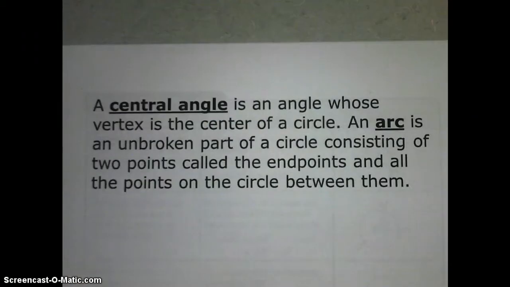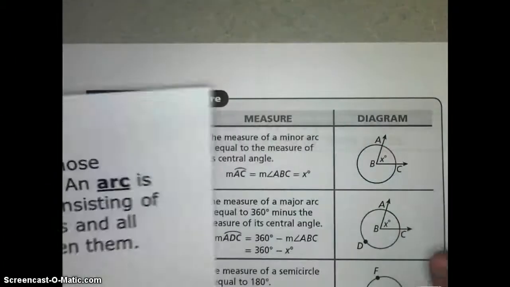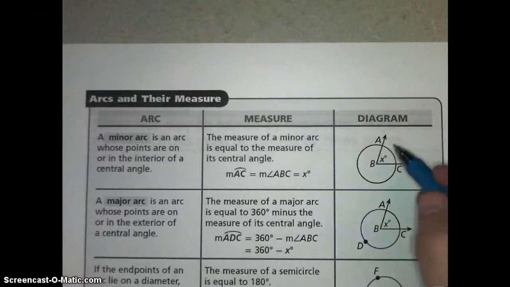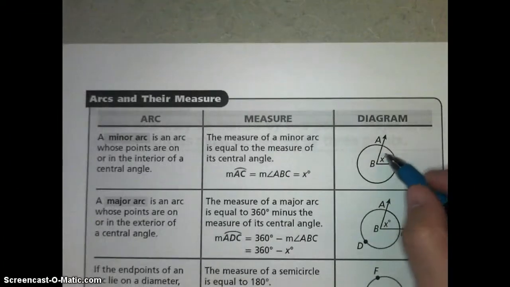Alright, let's talk about some of the terms in our vocab today. A central angle is an angle whose vertex is at the center of the circle. And then an arc is an unbroken part of a circle consisting of 2 points called the endpoints, and all the points on the circle between them. Okay, so just to talk about this here, we have a central angle ABC in this first diagram. Then the arc would be this arc consisting of the part of the circle between A and C, not a straight segment, but that curved part of the circle between A and C.